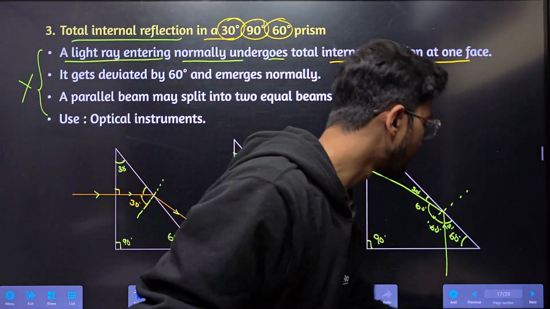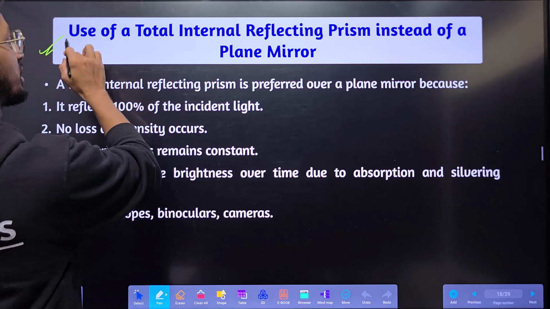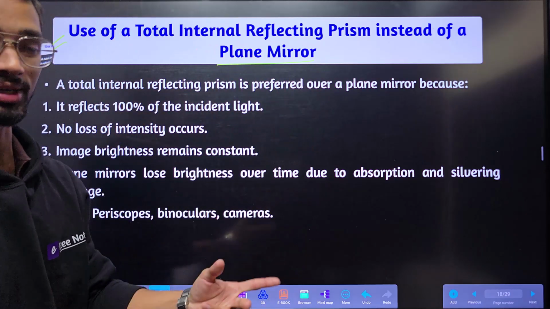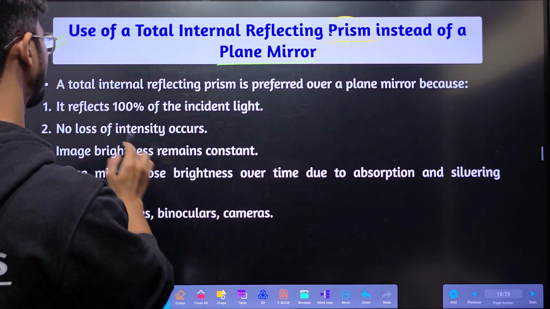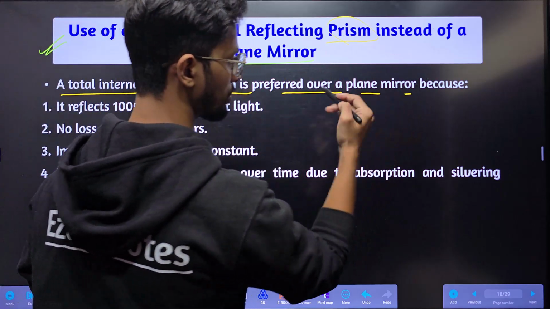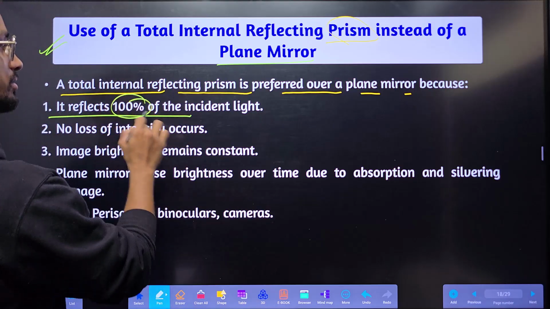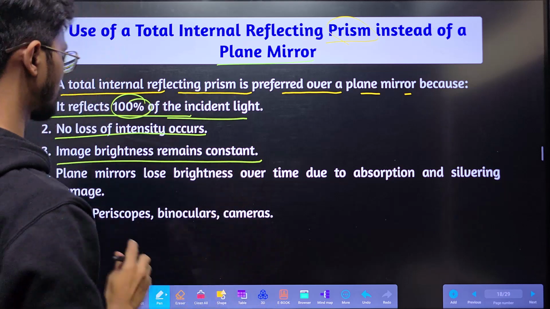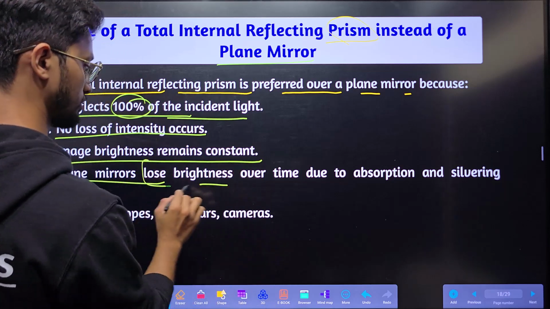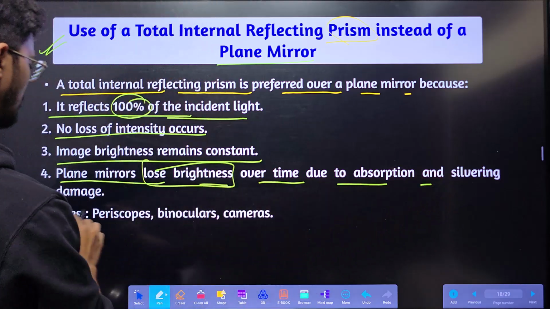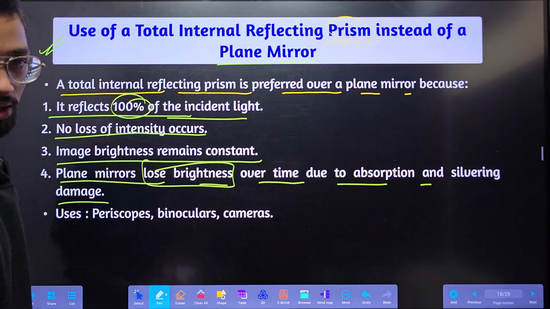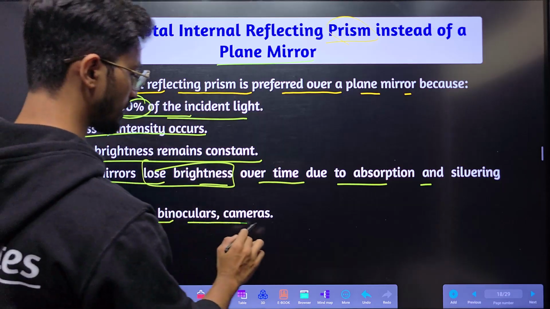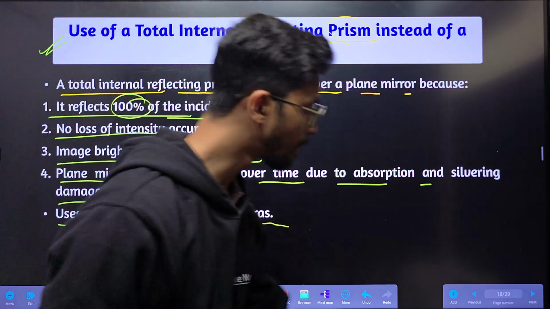Done? Next, use of TIR. Use of TIR prism instead of plane mirror. Let us see. A TIR prism is preferred over a plane mirror because it reflects 100% of the light, no loss of intensity, image brightness will remain constant, and the plane mirror loses brightness over time due to absorption and silvering damage. But TIR prism does not lose any intensity. Okay. Next, it is used in periscope, binocular, and cameras. We have studied that.